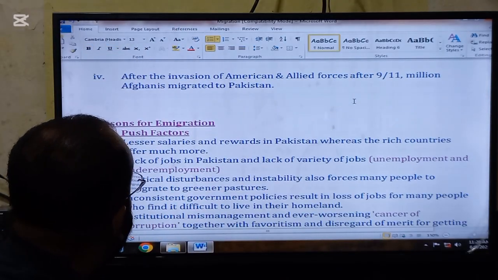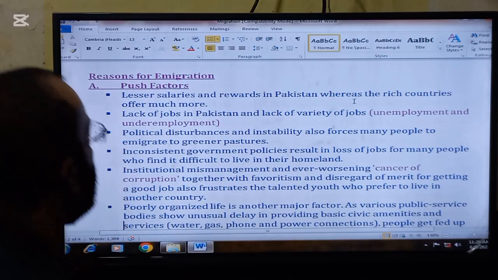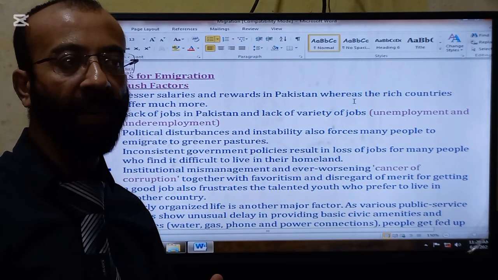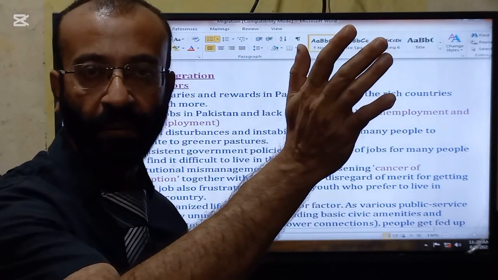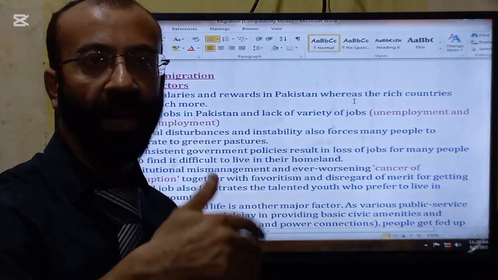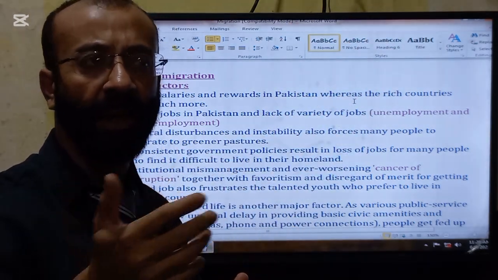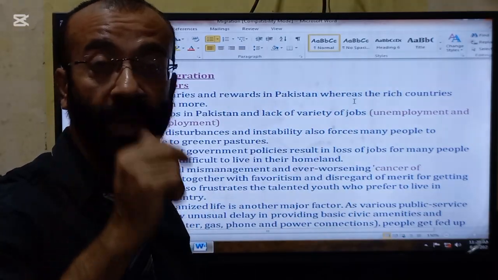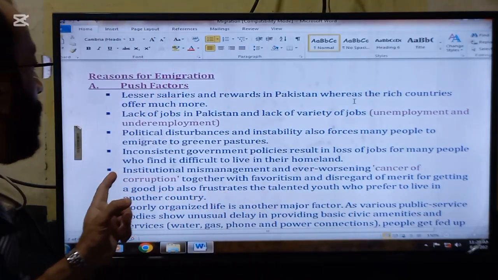Okay, now we are going to read the reasons for emigration. Emigration is actually people going out of Pakistan. Some people are going to the UK, USA, Canada, Germany, Australia. So what are the reasons they are going to those countries? We are going to read them.